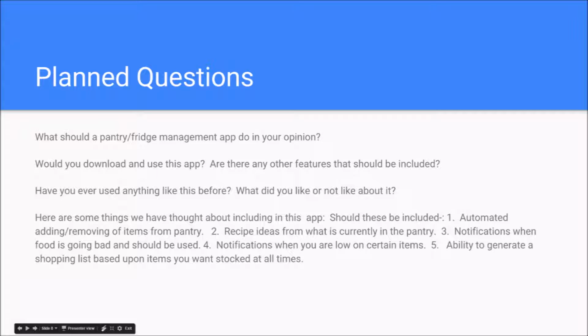Automation of adding and removing items from the pantry. 2. Recipe ideas from what is currently in the pantry. 3. Notification when food is going bad or should be used. 4. Notifications when you are low on certain items.